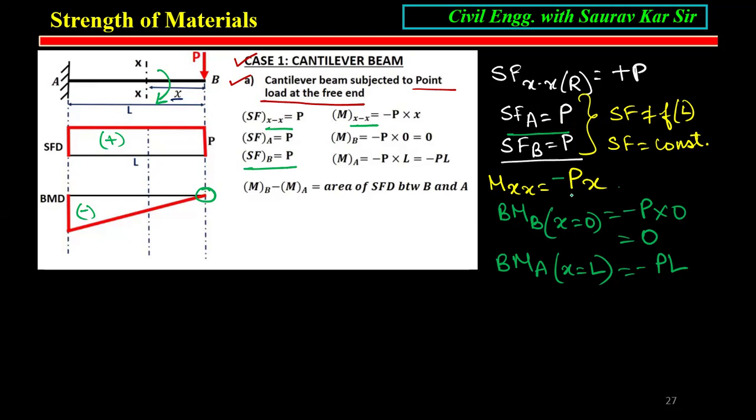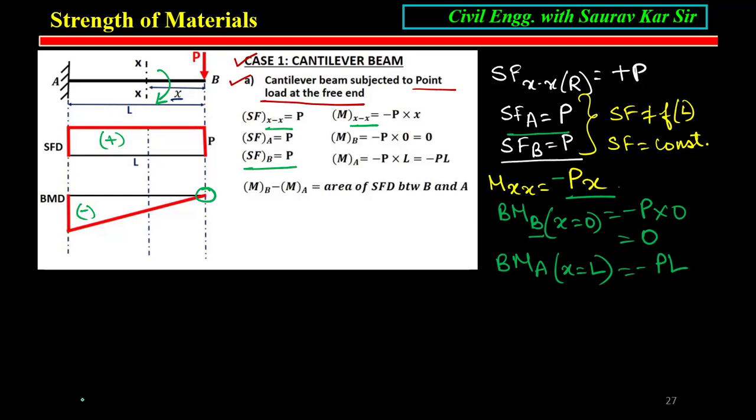Bending moment is minus P into X. Now at B, X is 0 because it is just starting. So I cannot put X as 1, I can just put X as 0. So 0 means bending moment is 0 at the free end, and at the fixed end the maximum bending moment is minus P into L.